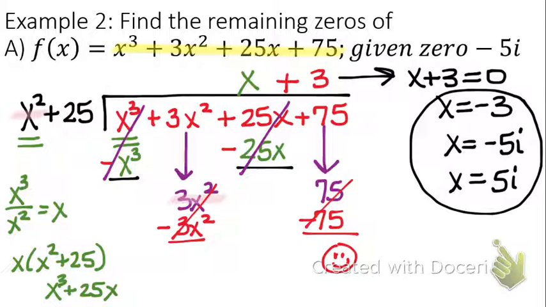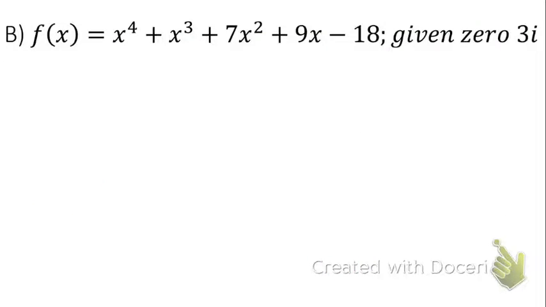All right, last example for today. Let's go ahead and copy it down. So we're going to do one a little longer. It's a 4th degree. So if I have 3i, what do you think the factor is that I'm going to divide into this? X squared plus 9. So you're dividing this by x squared plus 9.